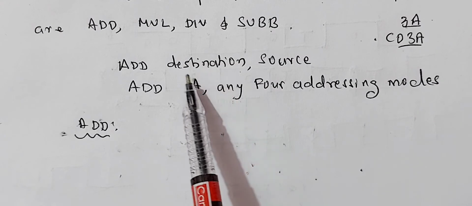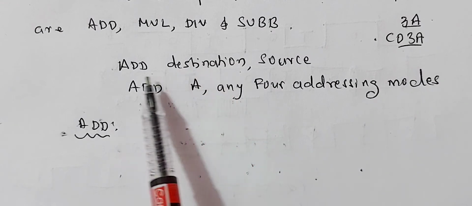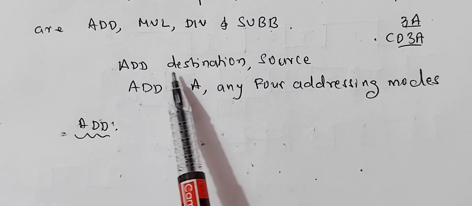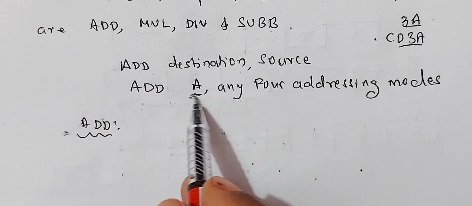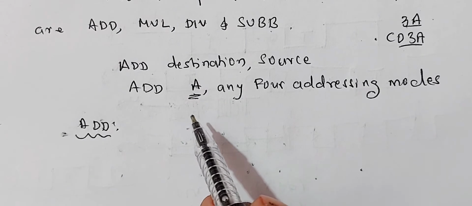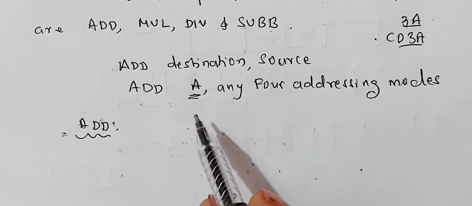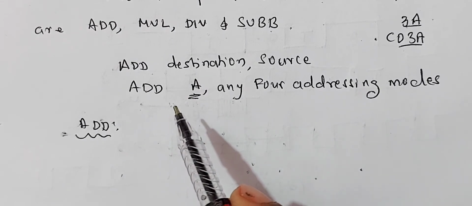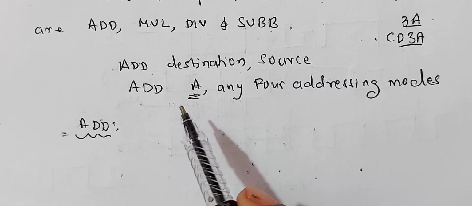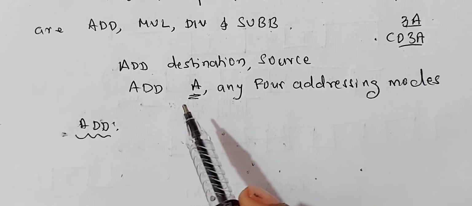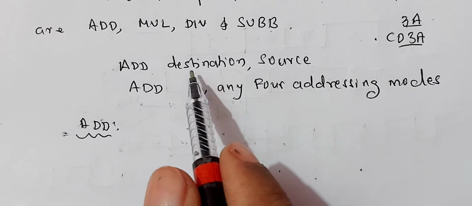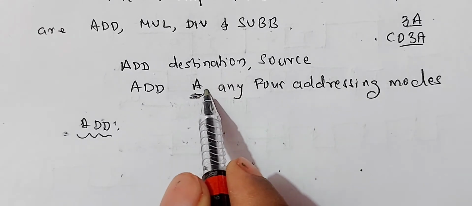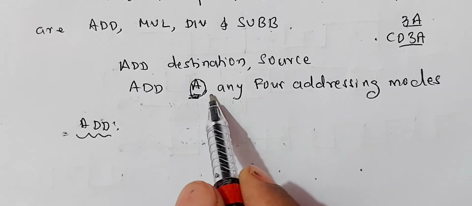In the ADD instruction, the destination must always be the accumulator register A, and it cannot be any other register. It cannot be an immediate number. It cannot be register addressing, R0 to R7. It cannot be direct addressing mode. It cannot be indirect addressing mode. The destination must be the accumulator register A only.